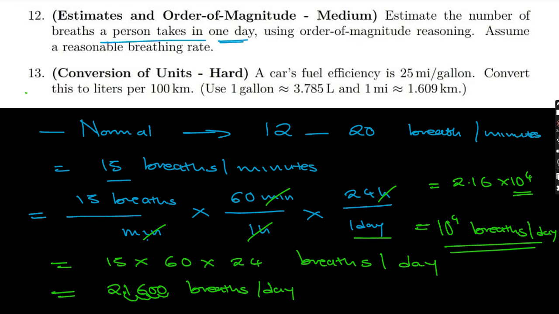If you want to prove this, use any number, say 12, or any number between 2 and 20. You replace it here, and you are going to find that your answer will always be 10 to the power 4. That is the interesting part about order of magnitude: the number can vary within the range, but the answer will always be the same.